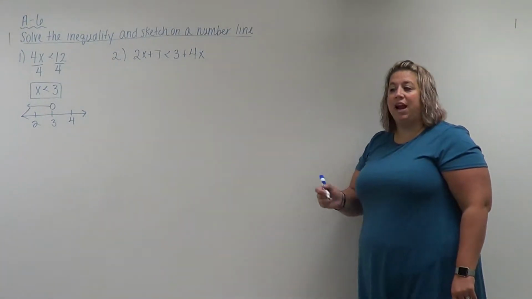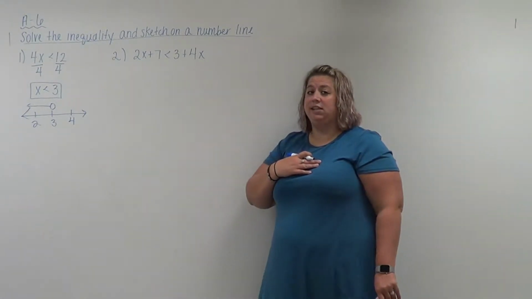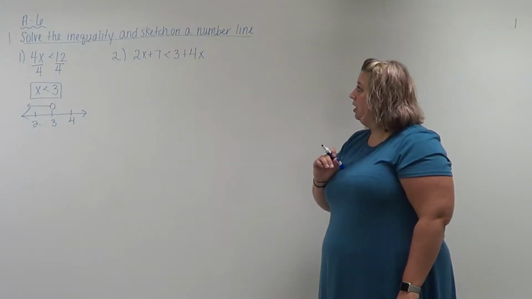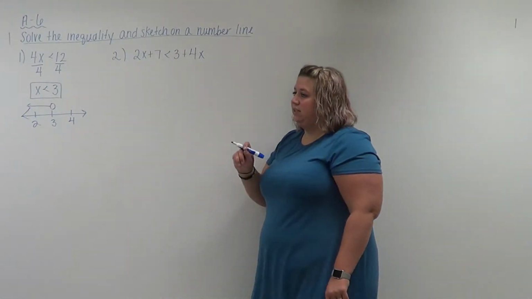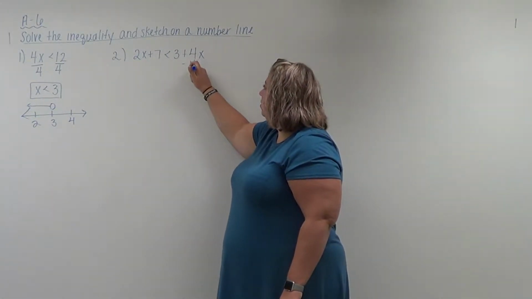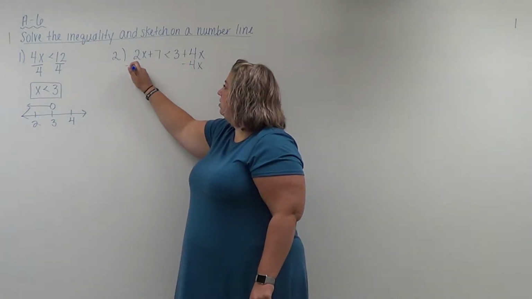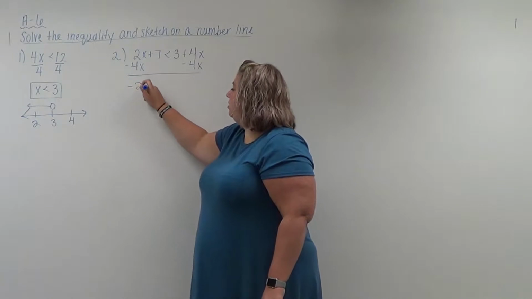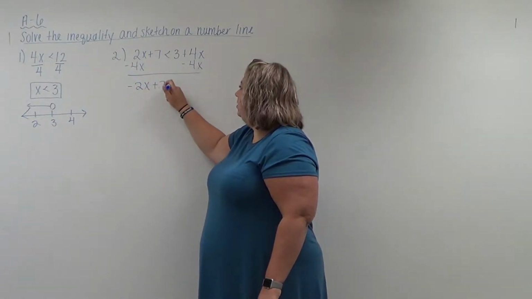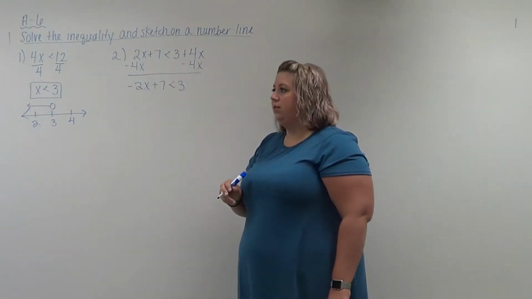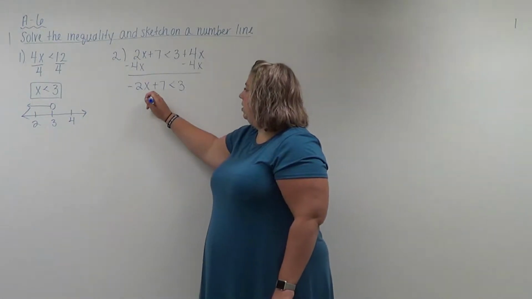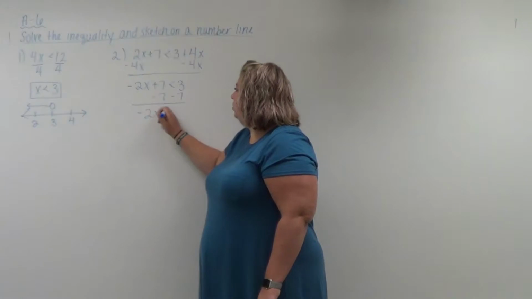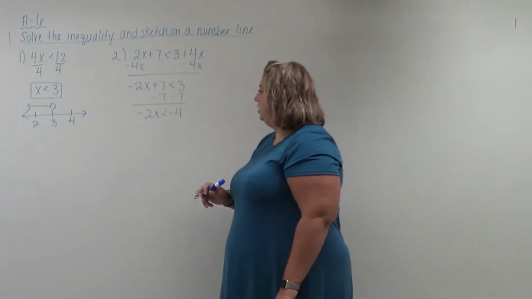Okay, for the second one, I think it's easiest to get x on the left-hand side, so that when I make my number line, I make sure I know exactly what I'm doing. So what I'm going to do is get my x's together, so I'm going to subtract 4x. So I have negative 2x plus 7 less than 3. Then I'm going to subtract 7. So I have negative 2x is less than negative 4.